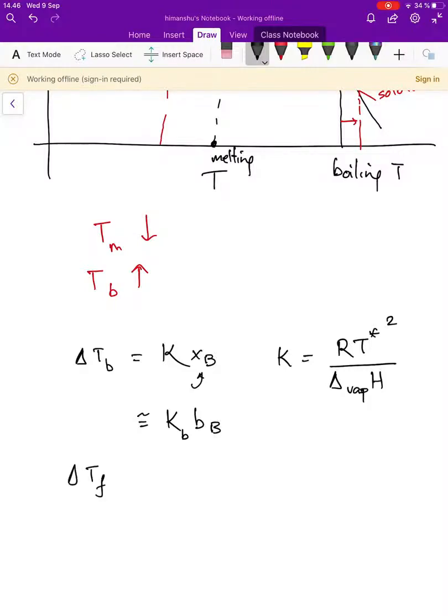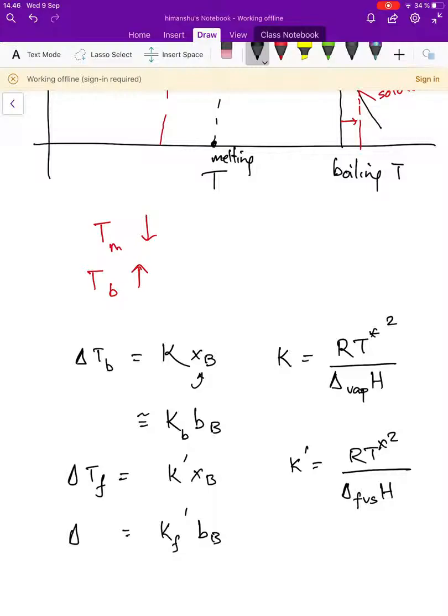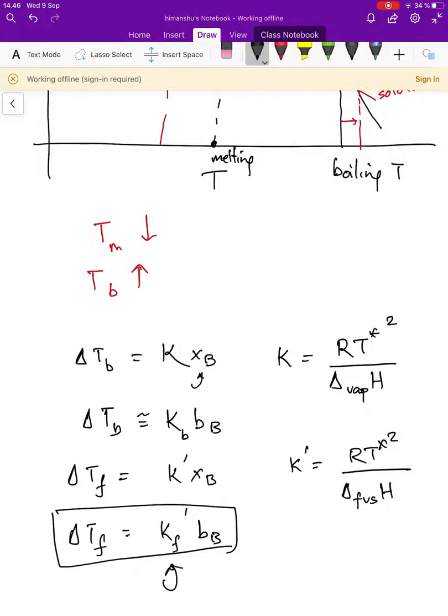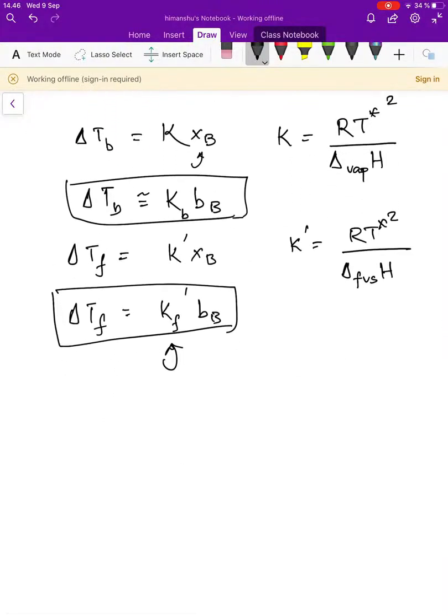Similarly, the depression in freezing point, or the change in the freezing point, is given by a different constant K prime. Again, this K prime is equal to R temperature squared divided by the enthalpy of fusion or melting. And this can also be written in different ways depending on which measure of concentration is being used. So these are equations for the depression of freezing point and the elevation of boiling point when a small amount of solute is added to a solvent.